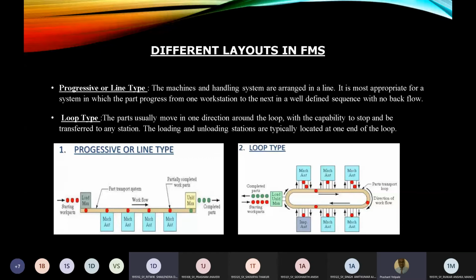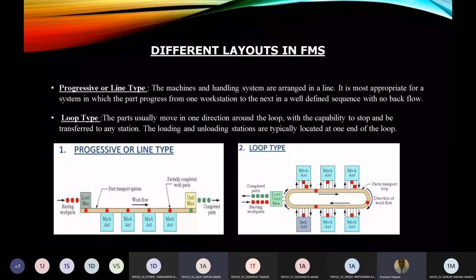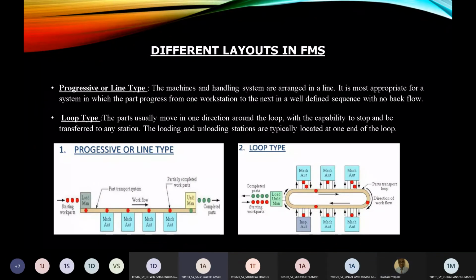Next. Hello sir, Jayesh here. So I would like to take it from here. Different layouts of FMS. The first type is progressive or line type. The machine handling systems are in a single line, and it is most useful when the part progresses from one workstation to another. It is a unidirectional flow. Then the second type is loop type. The move is also in one direction around the closed loop, with the capability to stop and transfer to any station at any point. The loading and unloading stations are typically located at one end only.